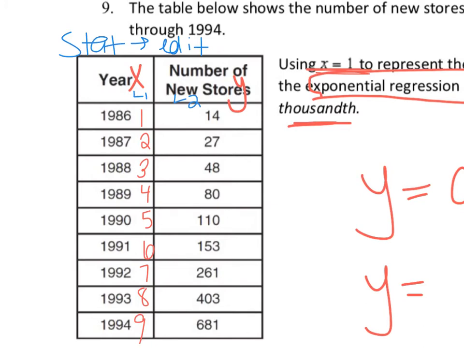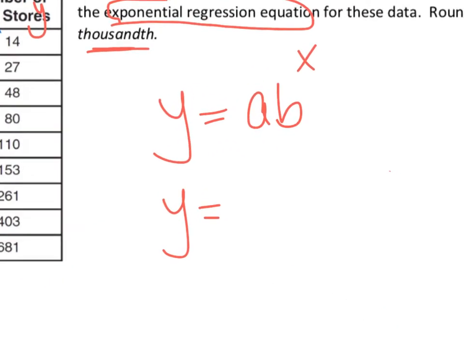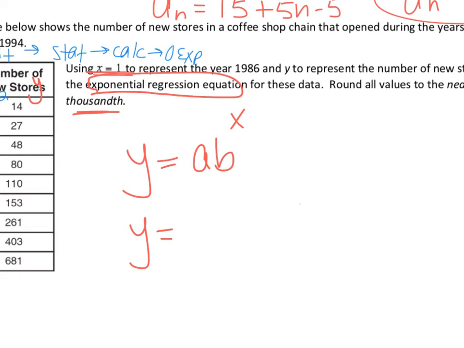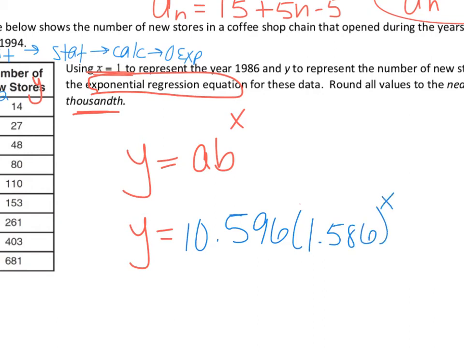Stat, edit, and then you're going to enter your data into list 1 and list 2. Then you're going to go to stat, and you're going to go to calc, and you're going to choose choice 0, which is exponential regression. Once you get there, you're going to find A and B and round properly. They want the nearest thousandth. So I rounded 10.596 and then 1.586 to the x, and that's all they want for this question.